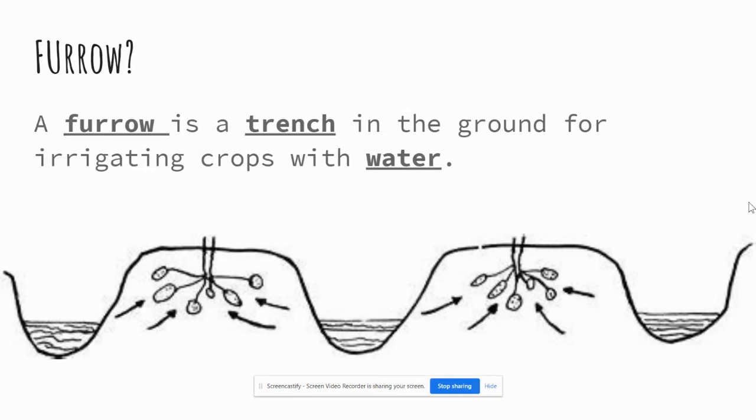Furrow. A furrow is a trench in the ground for irrigating crops with water. Farmers dig these shallow ditches and place the soil next to them. Then, the farmer plants seeds in the raised soil rows and floods the ditches with water. The seeds grow in the moist soil because the water percolates into the dry soil.